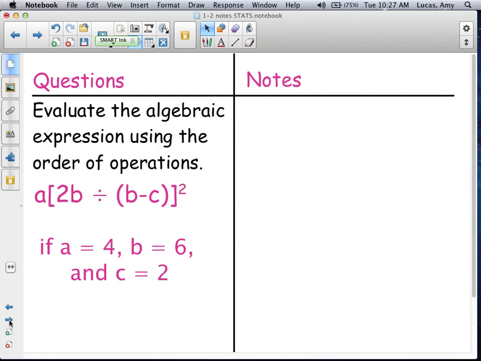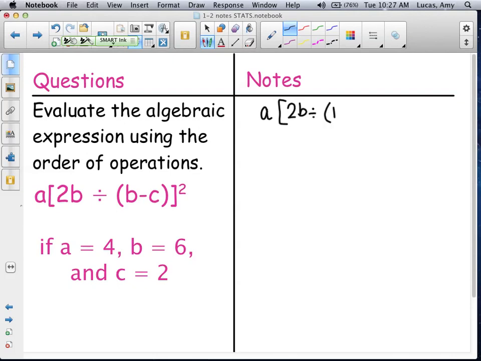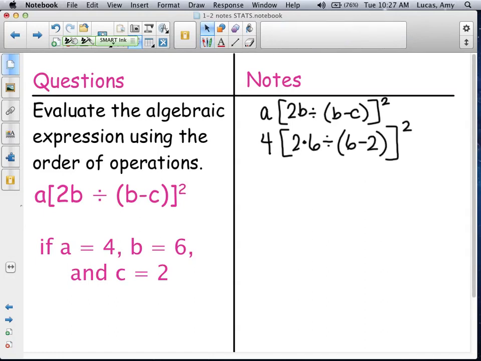One more that looks kind of like that, only we've got some brackets. So we've got A and then we've got a bracket, 2B divided by B minus C in parentheses. Close out the bracket. The whole thing is squared out there. Okay, plug it in. A is 4. So 4. B is 6. 2 times 6. B is 6 again. And C is 2. I've plugged them all in.